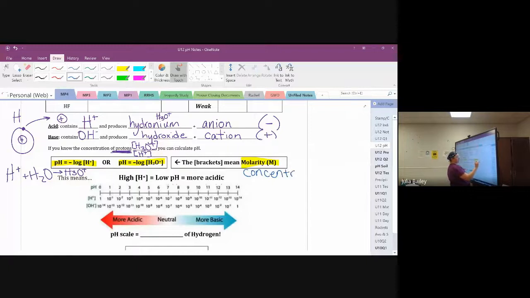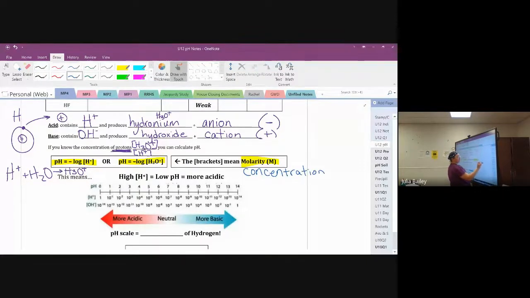I know some of you see the log and you're freaking out because you do logs in Algebra 2 and you hate it. And some of you see the log and you're like, I don't know what that is. I'm only in geometry. It doesn't matter. We're just pressing a button on your calculator here in chemistry. Okay, it's not a big deal.